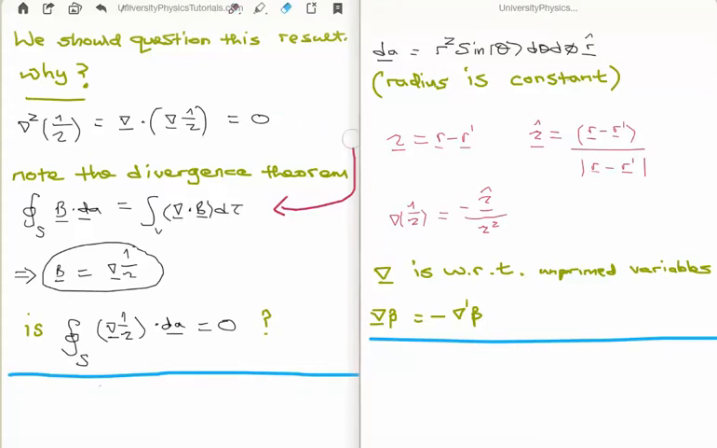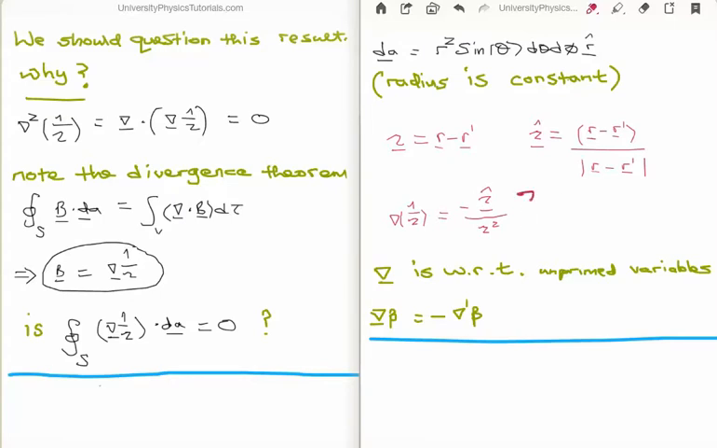So in spherical coordinates, the infinitesimal area element dA is r squared sine theta d phi r hat. This is where we have the radius constant. You can look at my previous videos if you want to discuss spherical polar coordinates. Just to remind us of the placeholders we have: the separation vector is r minus r prime, and the unit separation vector is r minus r prime divided by its magnitude.